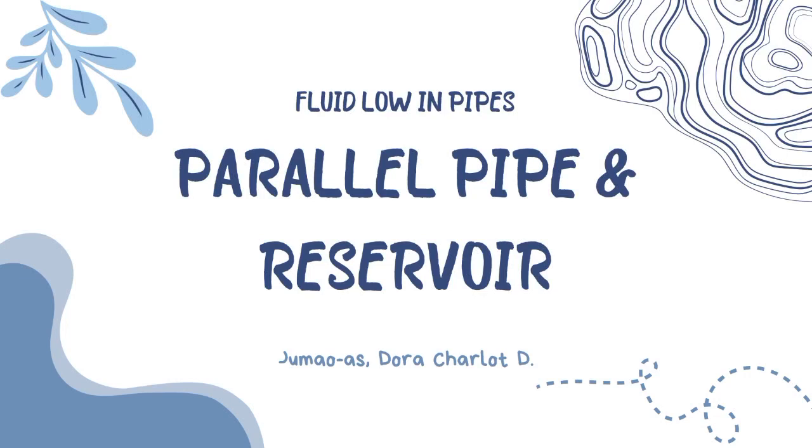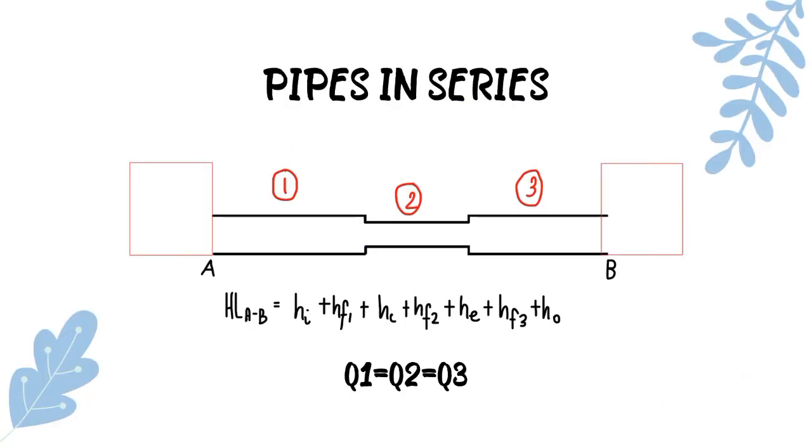So, good day. Today we are going to be solving parallel pipe systems and reservoir problems. But before we discuss how to analyze pipes in parallel, it is important to briefly mention how to analyze pipes laid in series. So here, the water is flowing from the first tank to the second tank through pipes which are connected in series. Now, if we observe the system, the rate of flow or discharge Q will remain constant as the water flows through the pipes.